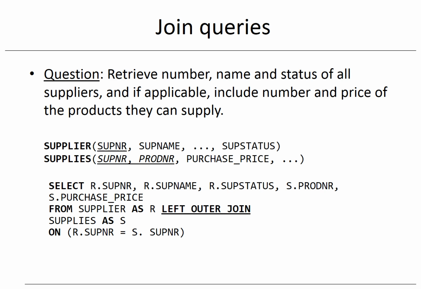This can be solved using an outer join between the supplier and supplies table as follows. Select r.subnumber, r.subname, r.substatus, s.prod_number, s.purchase_price from supplier as r left outer join supplies as s on r.subnumber equals s.subnumber. The left outer join clause indicates that all tuples from the supplier table should be included in the result, even if no match can be found with the supplies table.